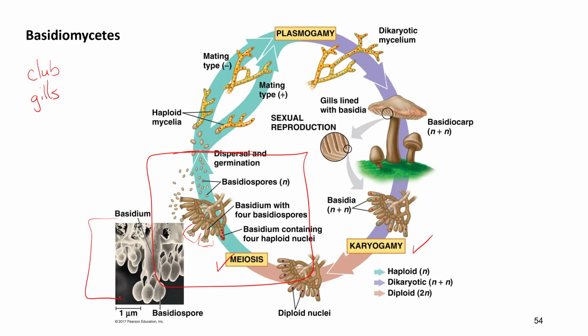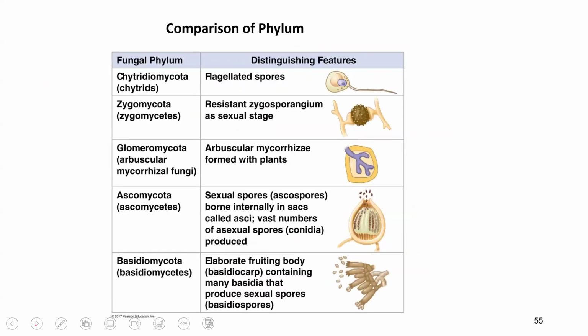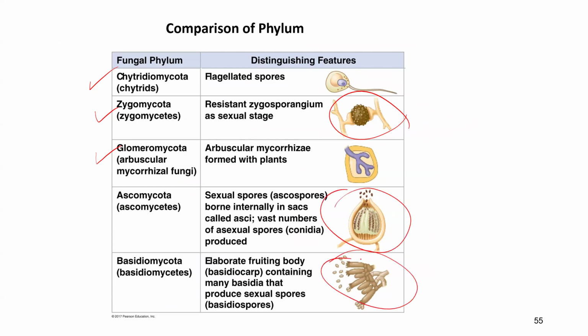So here is an up-close electron microscope picture. Here are those gills lined with basidia. That's also unique. So it's important to know for the three fungi groups of zygomycete, ascomycete, and basidiomycete, what makes them unique. So here was a breakdown, again, flagellated zoospores for chytrids, and it's actually chytridiomycota, but we just say chytrid. Zygomycetes, you get that zygosporangium, mutualists, so know that these are mutualists. We have the ascocarp and we have the basidiocarp.